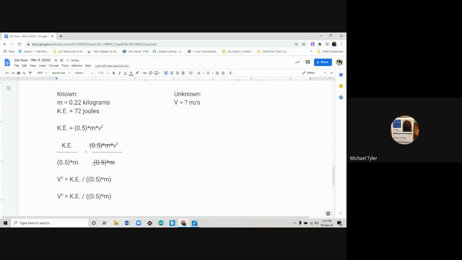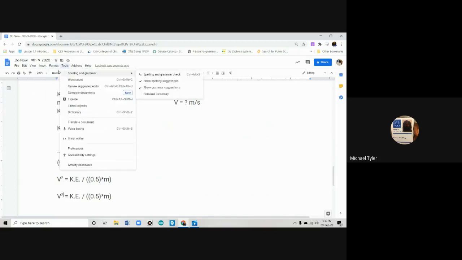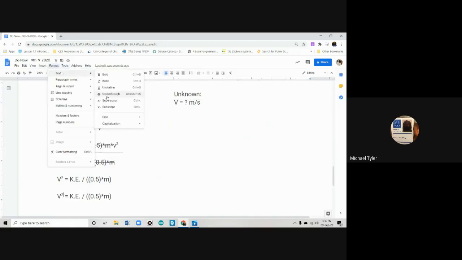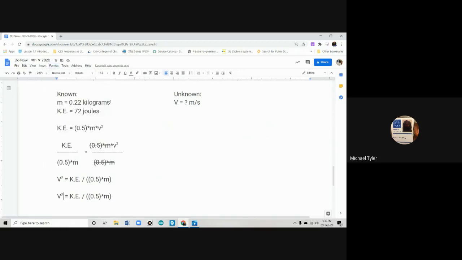Put this here. And then what I have to do is I'm going to put this in parentheses. And the same thing is true for over here, because I'm square rooting, as algebra says, both sides of the equation to fix it.